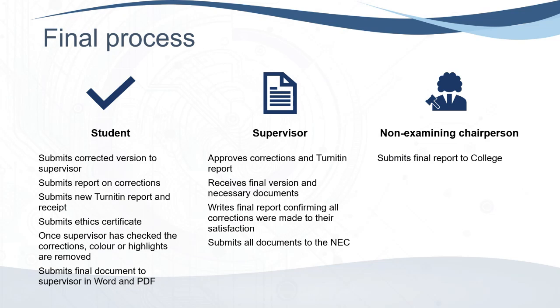Your supervisor will again look at the Turnitin report, if applicable, and accept the report or ask you to attend to it. Once they've received the final version and the necessary documents, they will write the final report that confirms all corrections were made to their satisfaction, and they will submit it to the non-examining chairperson, who will in turn submit it to the college, and from there it will be submitted to the examination department. The examination department will then check all the requirements of the degree. Does it meet all the requirements? Was the student required to submit two manuscripts?